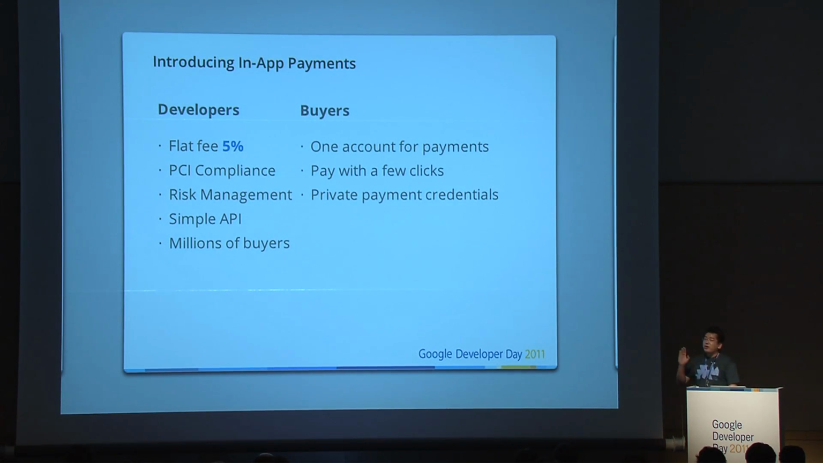They can use one single account for multiple purchases across the web. So think of this as something similar to OpenID, but for buying things. Also, they can purchase with only a few clicks. The purchase flow is very minimal. It's very easy to use. And lastly, the payment credentials are private. The payment credentials are never shared with the merchant themselves. So hopefully, they won't have to worry about it being hacked.